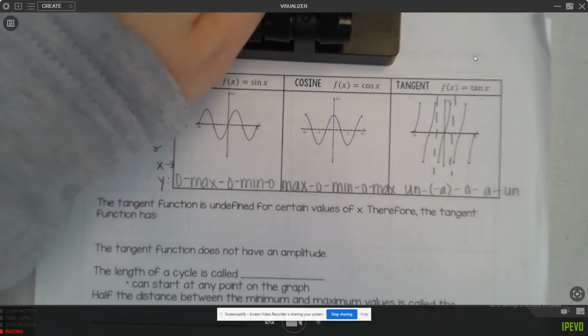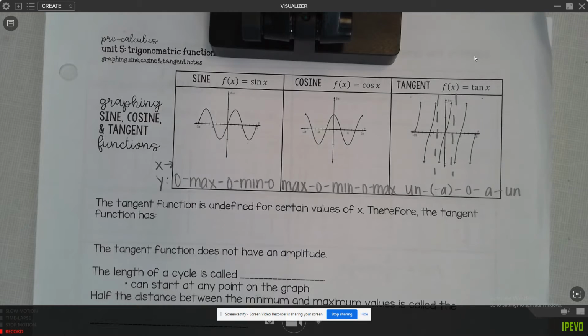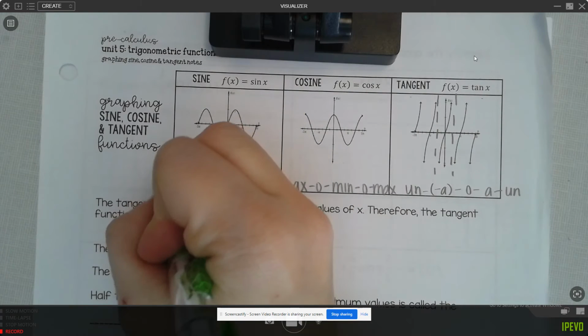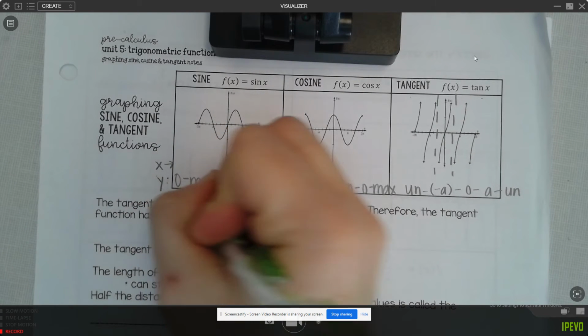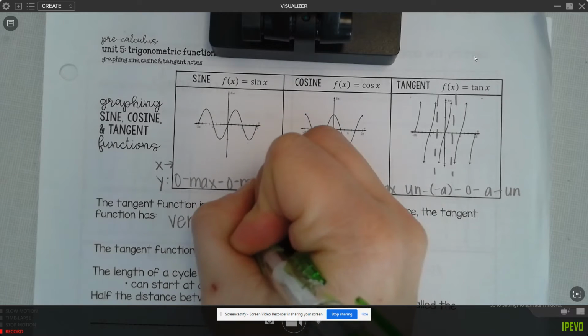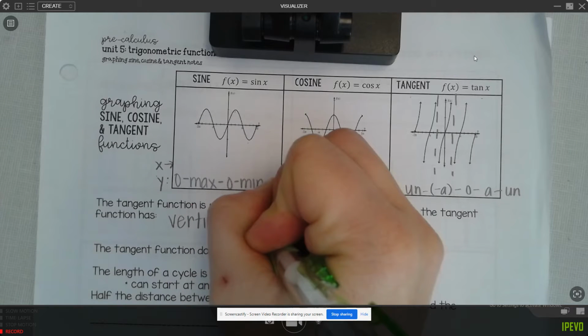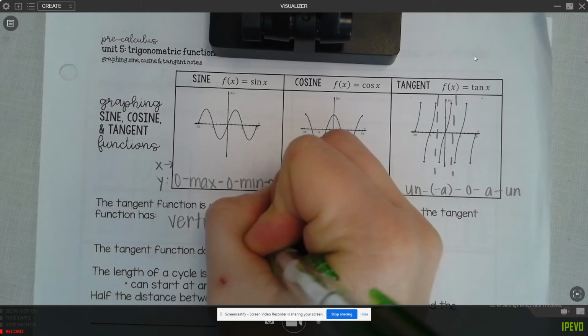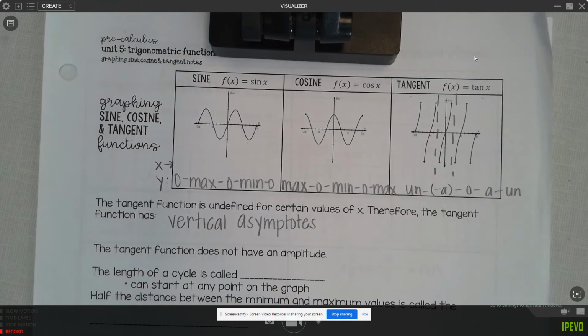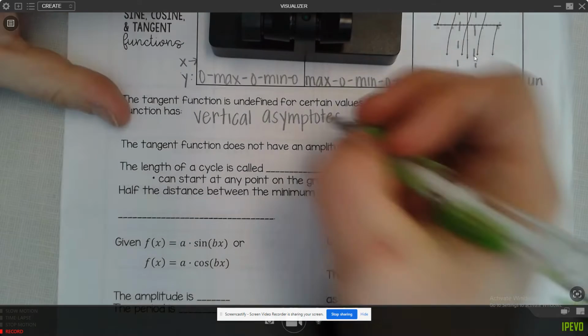So a tangent function is undefined for certain values of x. Therefore, the function has vertical asymptotes, like we just talked about. The tangent function does not have an amplitude, but we'll talk about amplitude on how to graph those 2 points. The length of any cycle, that is called a period.